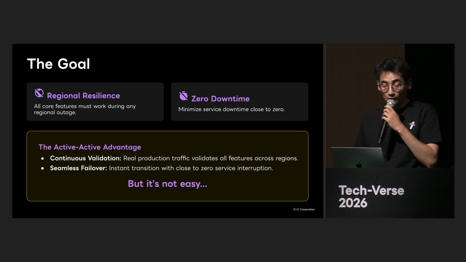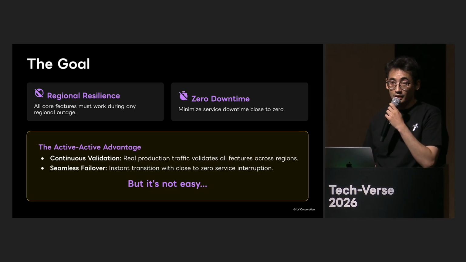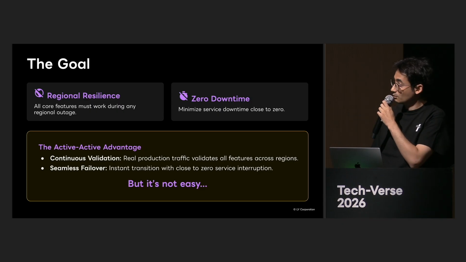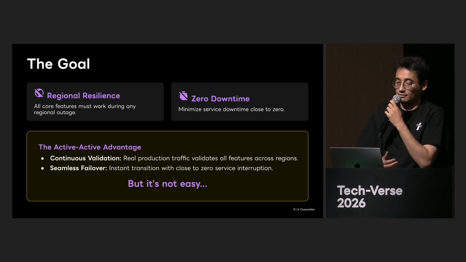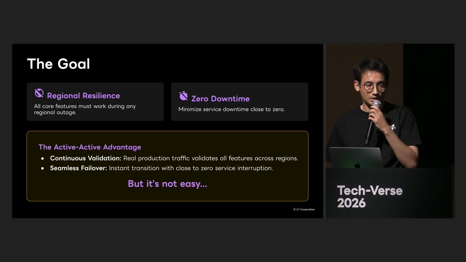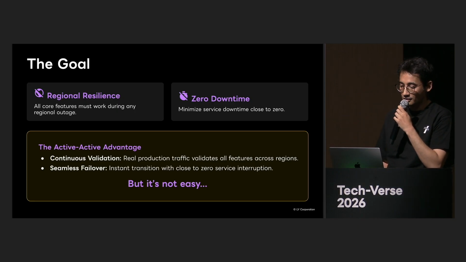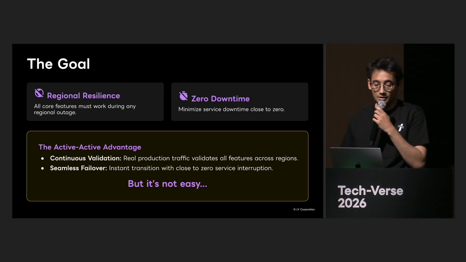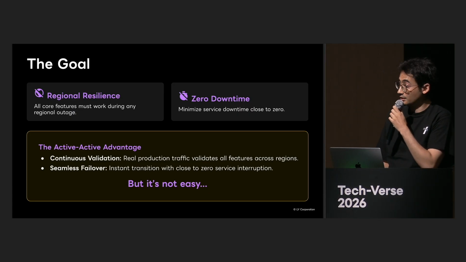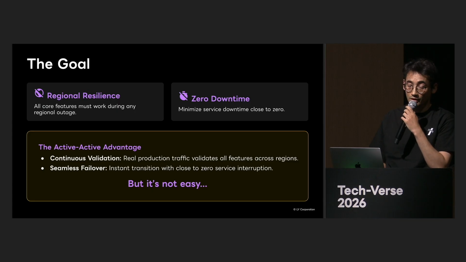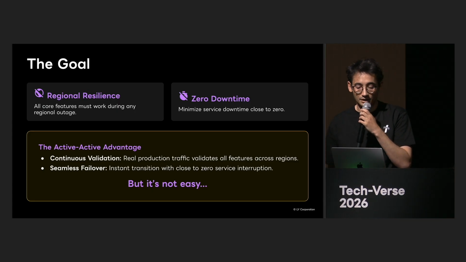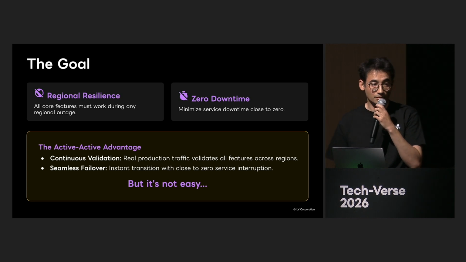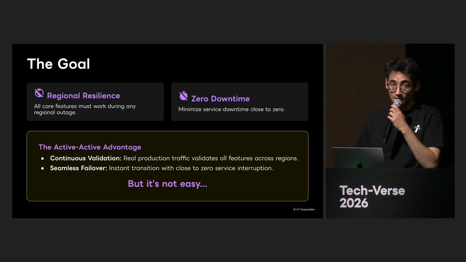However, all LINE core features must work regardless of any data center outage with close to zero downtime. So we ask ourselves, why not just have both data centers as active, sharing everything in an active fashion? Then there will be no invisible standby that silently degrades. Both sides will always be validated with real traffic. No cold start, traffic just shifts to the surviving data center and service continues. That is how we achieve downtime close to zero. But as you will see, this is not easy.